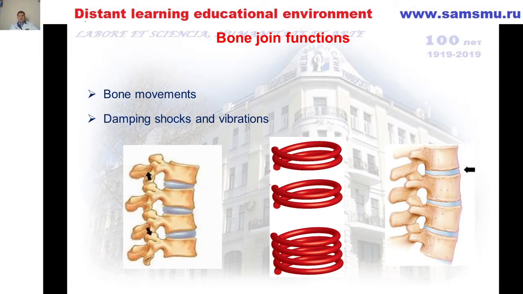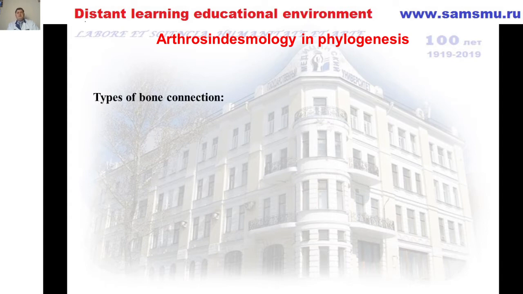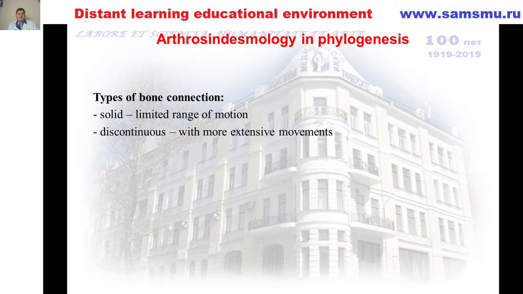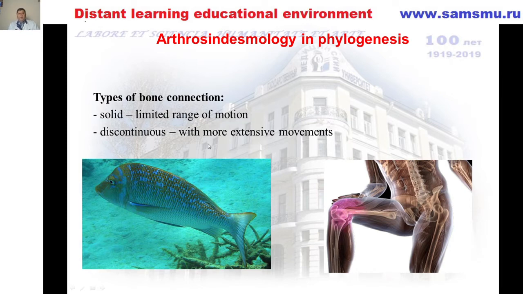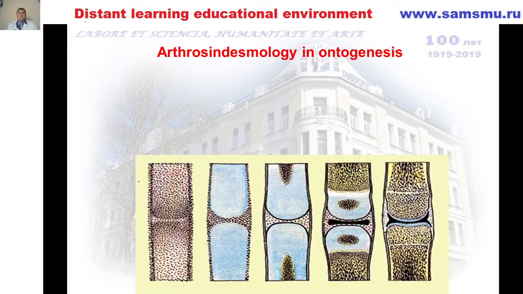So next we will talk about the stages of development of connection between bones. So artrosyndesmology in phylogenesis. Types of bone connections, there are two types. Solid type and discontinuous type. The early stage of development in the skeleton is solid, and we will see this type of bone connections in primitive animals like fishes. And the next type is discontinuous with more extensive movements. As the skeleton differentiates, joints appear. And all through these stages we can see in ontogenesis.